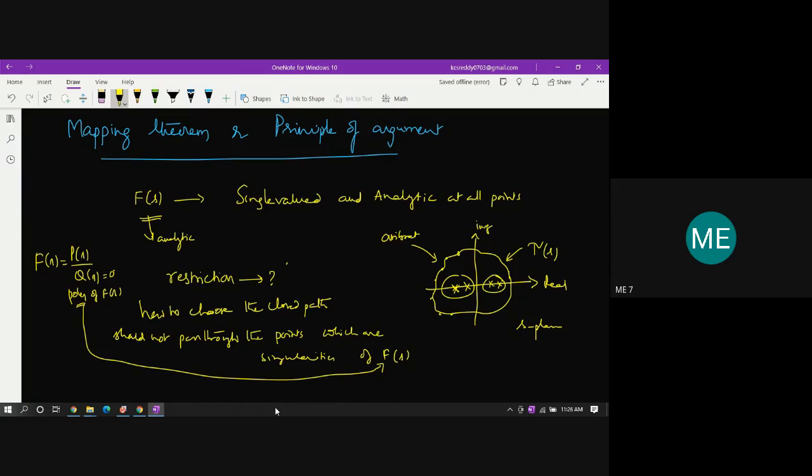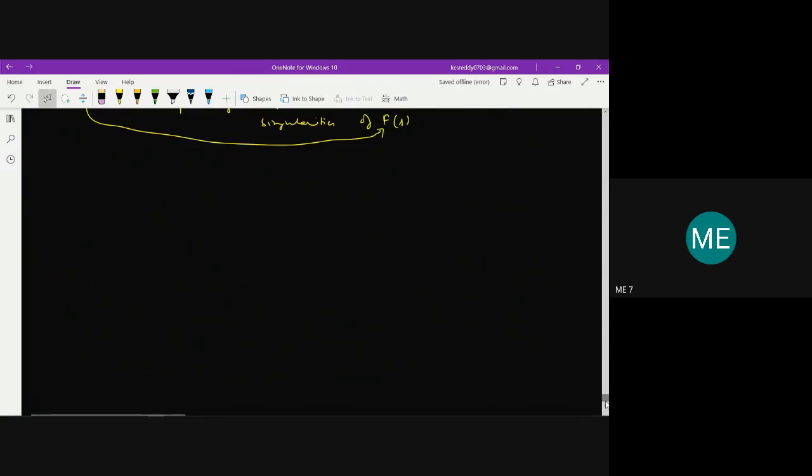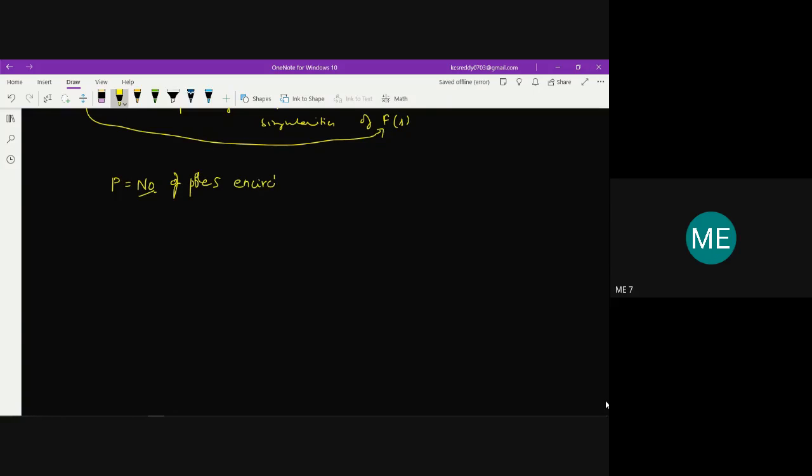So for example, let P be the number of poles encircled, meaning those which are inside the path, encircled by tau of s, and let Z be the number of zeros which are encircled by tau of s.